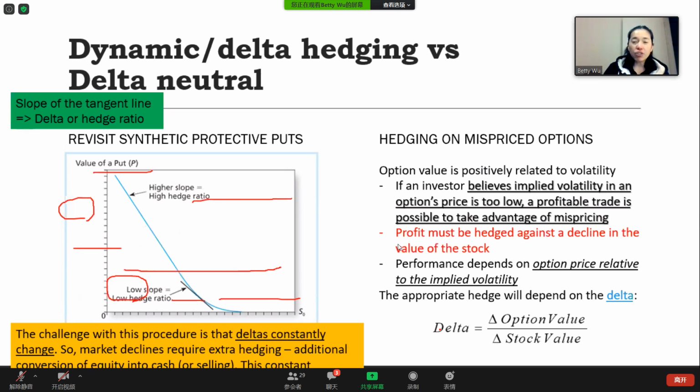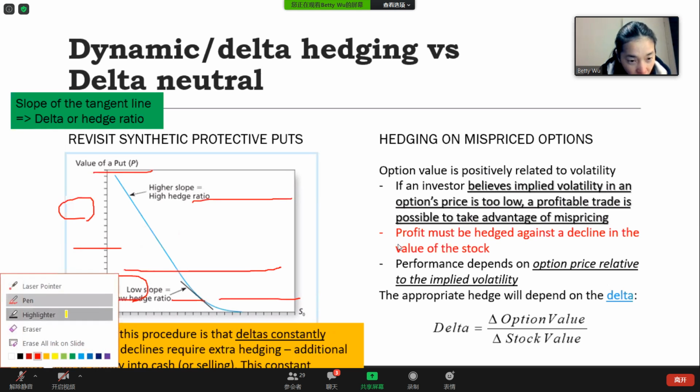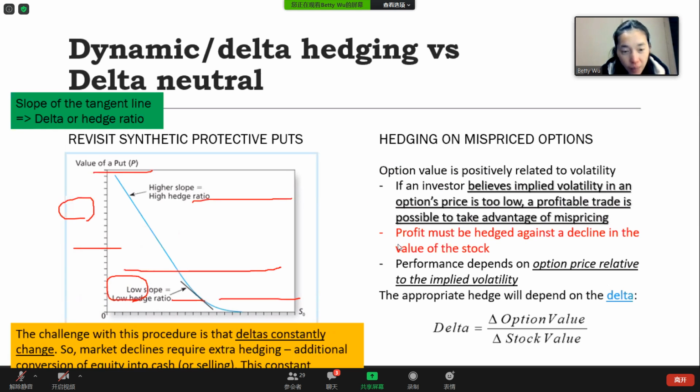And the second application is this. So hedging on mispriced options. I couldn't really see. I still like the highlighter. I can see better.